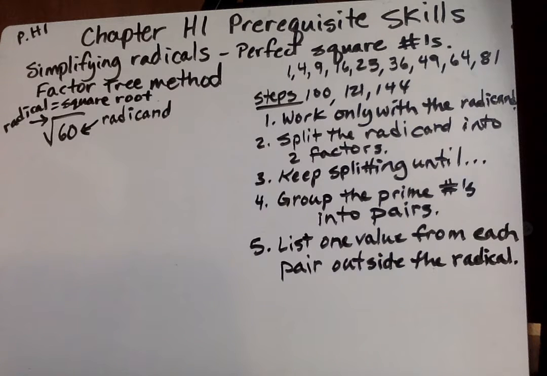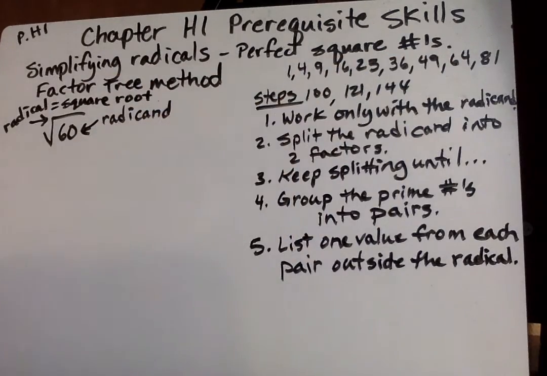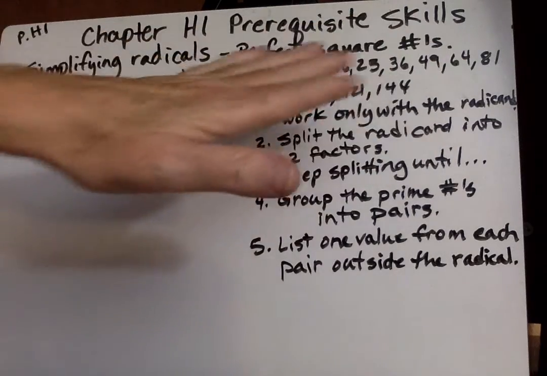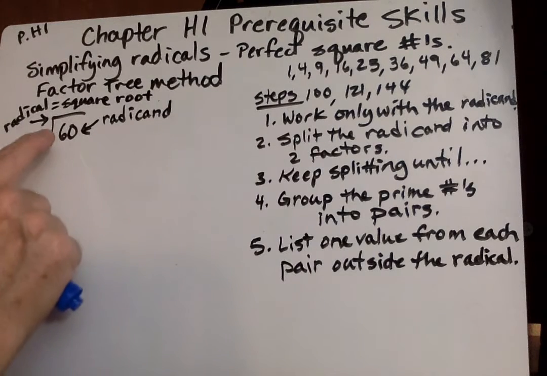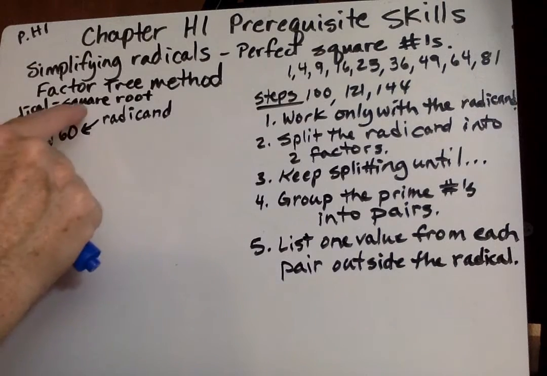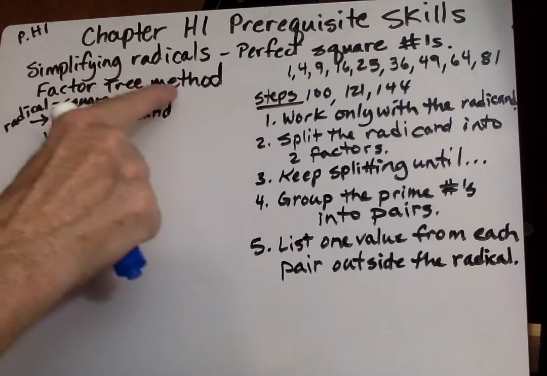It says perfect square numbers and they list all the perfect squares here. So that's 2 squared, 3 squared, 4 squared, 5 squared, etc. You should have all those numbers memorized for now, all the way up to 12. So we are going to go ahead and simplify this radical. A radical is a square root. So we want to simplify this radical using the tree method.